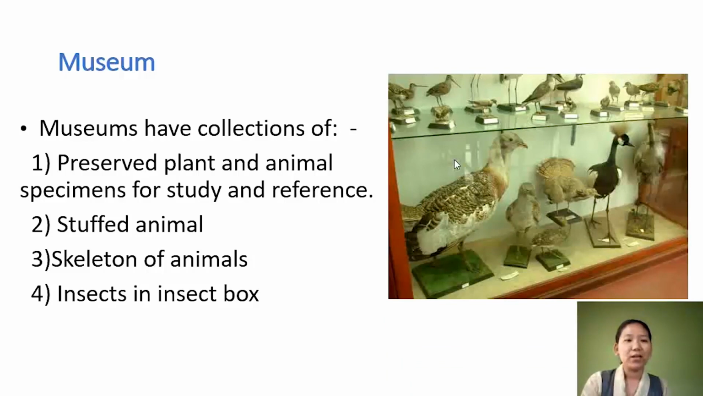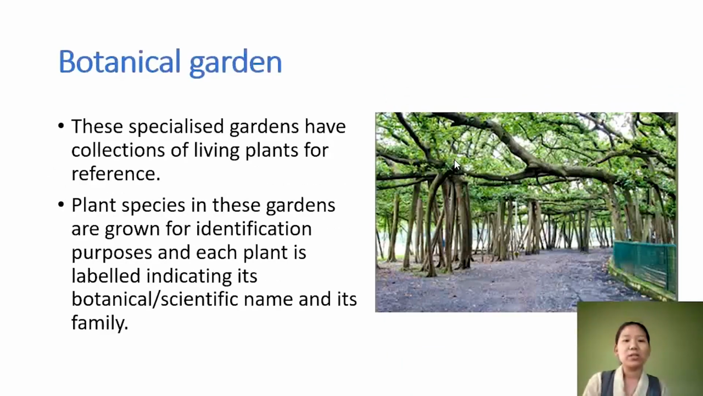And then next is botanical garden. This is a specialized place where there is a collection of plants for reference, and these plant species in the garden are grown for identification purposes, and on each plant the name of the plant and the family to which it belongs is labeled. This one picture is from the Botanical Garden of India in Howrah. And then there is Kew Garden. This botanical garden helps us in identification, classification and nomenclature of the plant.